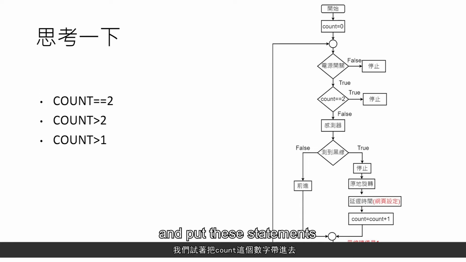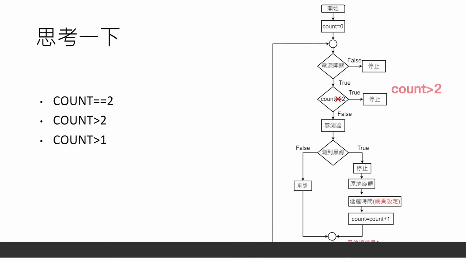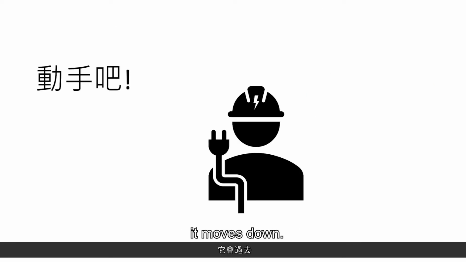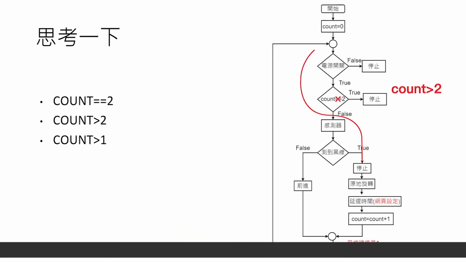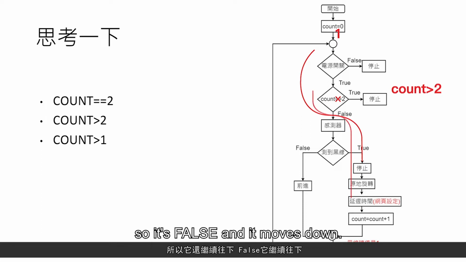Let's give it a try and put these statements into the evaluation part. For assertion, the original double equals 2 will first be replaced by count greater than 2. Let's operate this. Assuming count greater than 2, count equals 0 is the same. It moves down. Second, count plus 1, and it will be 1. Is 1 greater than 2? It's not. So it's false and it moves down.